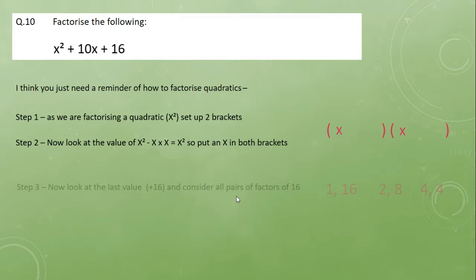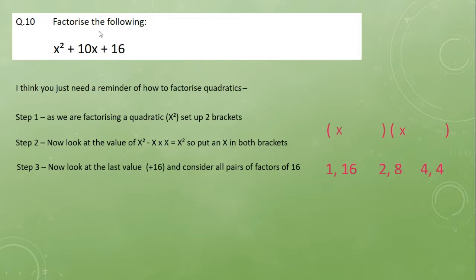Second step is to have a look at the last term. In this case it's 16. And we need to take note of the sign as well. So it's positive 16, and we need to write down all the factors that could make positive 16. 1 times 16, 2 times 8, and 4 times 4. Now I could have minus 1 times minus 16 also here. I could have minus 2 times minus 8, and I could have minus 4 times minus 4. So I do need to make sure that I can have both signs.